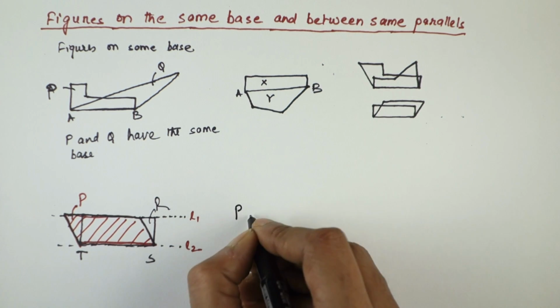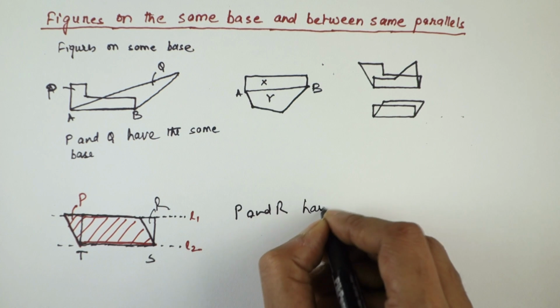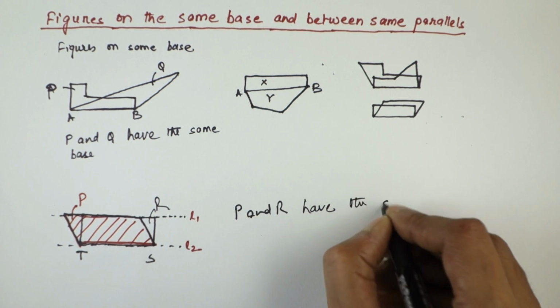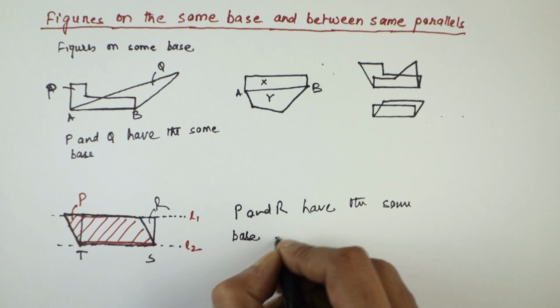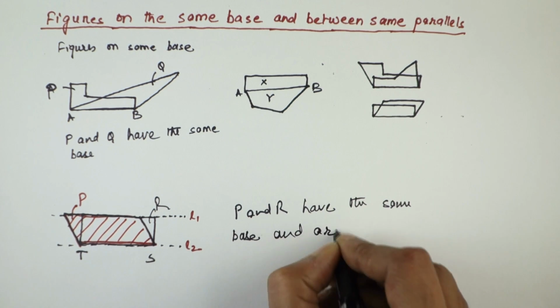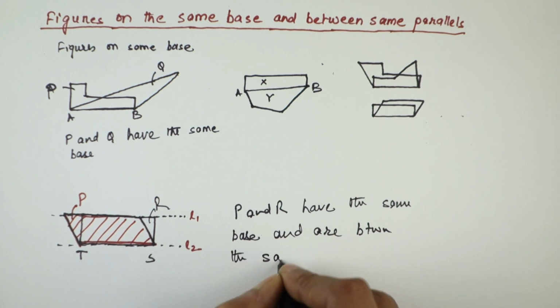So P and R have the same base and are between the same two parallel lines.